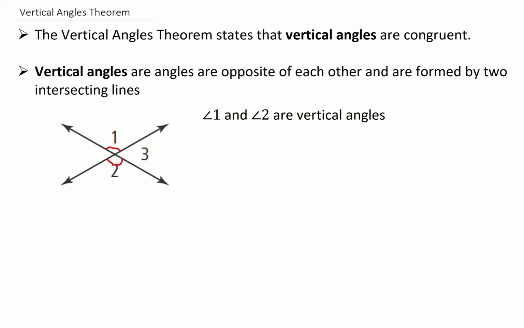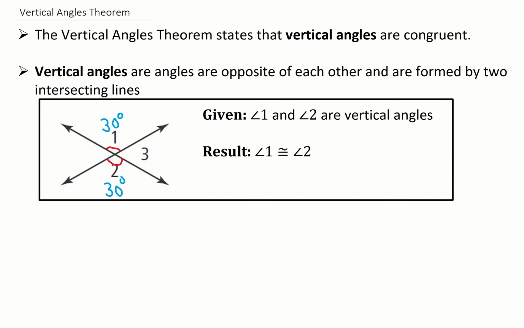So if you look at 1 and 2, well, those are vertical angles. They're opposite of each other, right? 1 and 3 in this case will not be vertical angles because they're not opposite of each other. So in this case, 1 and 2 are vertical angles, which means that their measures are the same. So if 1 is 30 degrees, then 2 has to be 30 degrees. And because their measures are the same, the angles are congruent. And so this is the vertical angle theorem. It basically states that if you're given vertical angles, then those two angles have to be congruent.